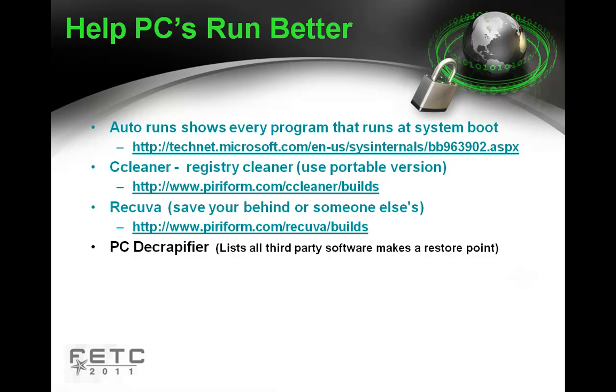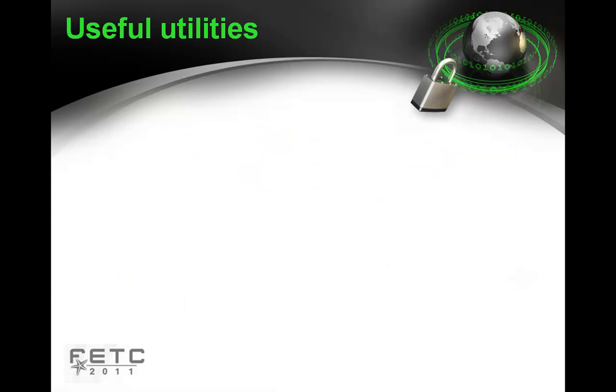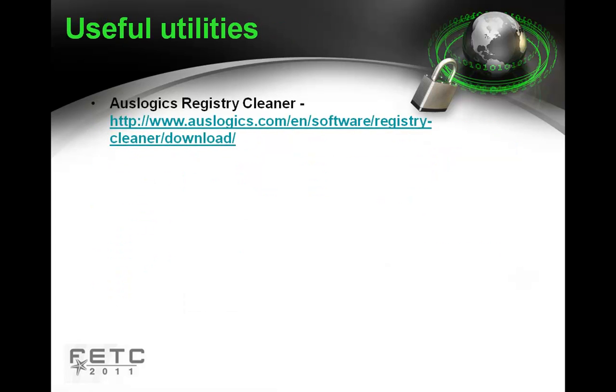PC Decrapifier lists all third-party software and makes a restore point, so if you accidentally delete something, you can go back and restore it. WinPatrol has a large database of apps, so you actually know, if I uninstall this, what is this? Before I uninstall this particular DLL or this service, what does it go to? Oh, it goes to this. I need that. So it does a really good job of telling you what something is before you get rid of it.